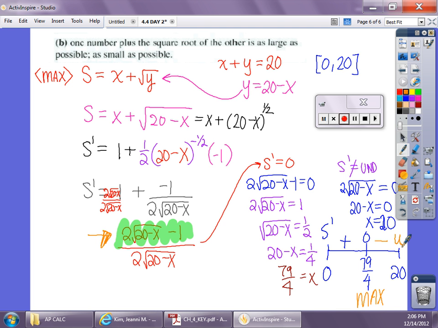So I answered the part A, then it asked me as small as possible. So, wow. So now we're increasing, flat, decreasing. So my maximum must be at the, sorry, my minimum must be at the endpoints here and here. And if you remember, because they add up to 20, it's the same exact number. So my maximum happened at 79/4, that would be one number, and then the other number being a fourth. And then the minimum happens at 0 and the other number being 20.